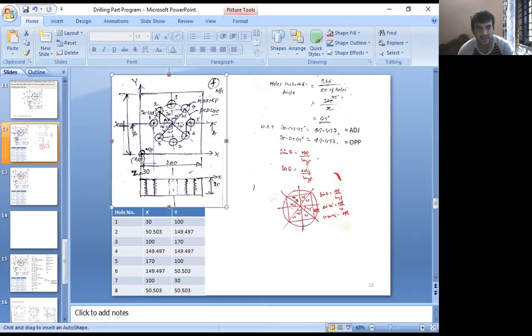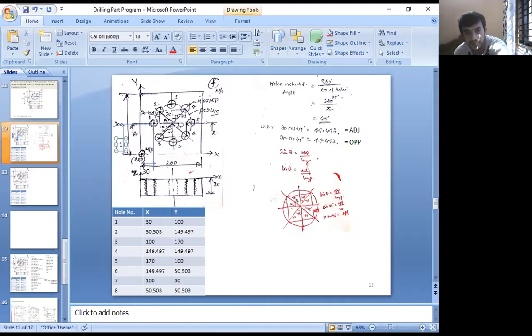Similarly, what is the vertical distance of the hole? See, the total is how much? 200. The first hole location is exactly at the center here, right? What is the y value? The y value is 100. Am I right? Total 200, 200 divided by 2. It is located exactly at the center. This is 100. See, hole number 1: the x coordinate is 30 and the y value is 100, right?